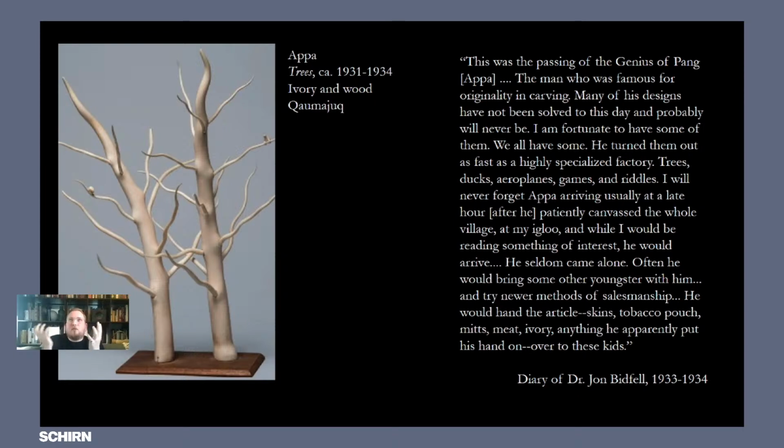Right, it's almost inconceivable how he was able to make and manage materials in this way. And then, of course, he also talks about turning them out quickly in a highly specialized factory, which is also an interesting way of thinking about it. But I also just wanted to bring up this image, right?